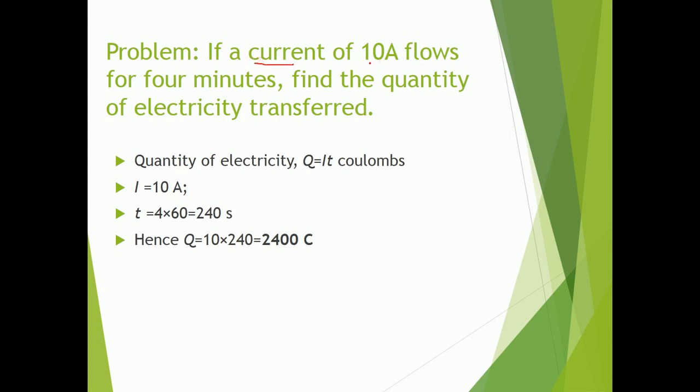If a current of 10 amperes flows for 4 minutes, find the quantity of electricity transferred. Now the term electricity over here is nothing but electric charge. So the current is given as 10 amperes, time is given as 4 minutes. So again, the unit that we need to consider is seconds. So total seconds will be 4 into 60, that is 240 seconds. So Q is equal to I into T, which is 2400 coulombs.